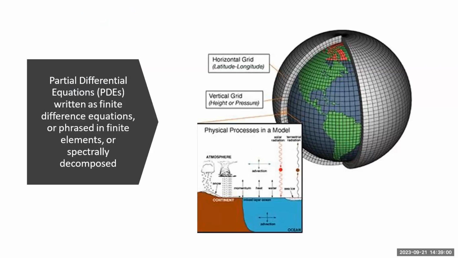talking about. So of course, there are various partial differential equations written as finite difference equations, or phrased in finite elements, or spectrally decomposed. Whatever way it is derived numerically, our common understanding is that one can see the horizontal grid, that is latitude and longitude. And when we look at the vertical grid, it is height or pressure. So that way it is factored, along with the overall physical processes built into the model, like any model about the atmosphere. So that is the way in which the vertical part is factored.